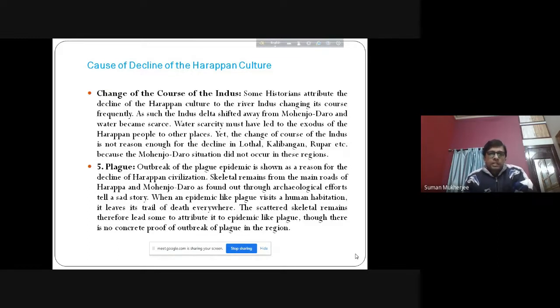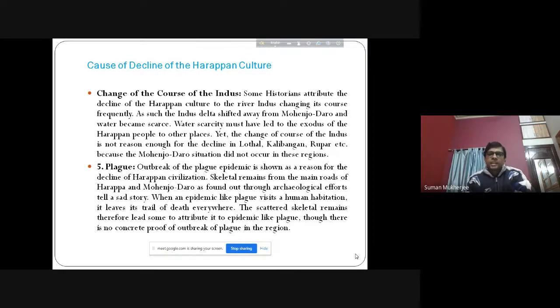So the change of the course of the Indus Valley was the major cause behind the decline of the Harappan civilization. And number 4 point is plague. Actually, we have gone through the pandemic situation in the last 3 years, as we all know that. But an important plague epidemic was an outbreak in that time.